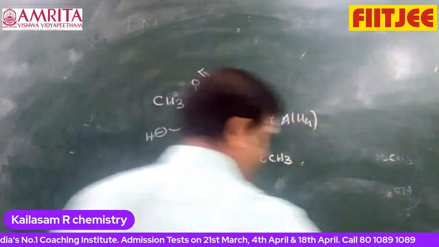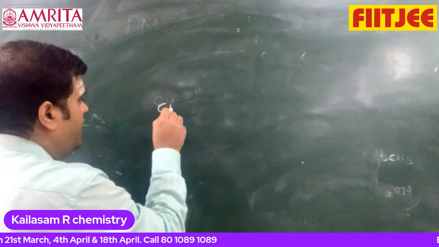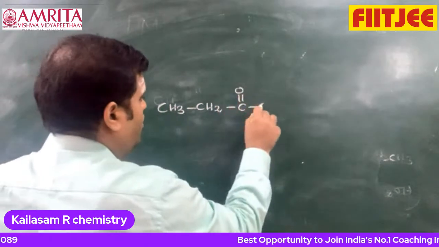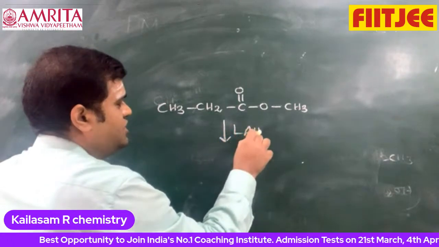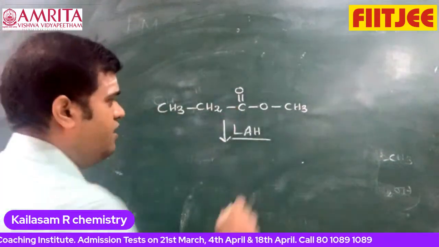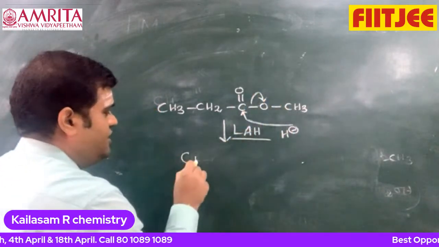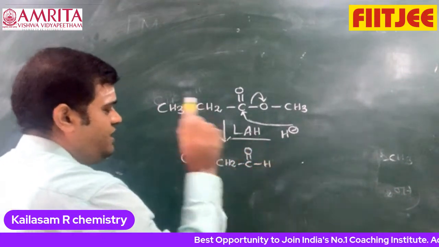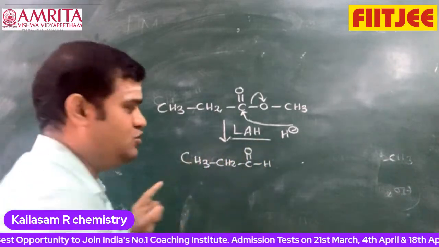Look at the example. Now I'm taking CH3, CH2, C double bond O, O, CH3. Very simple. I'm taking this LAH, lithium aluminum hydride. It is the reducing agent and donates H minus ion. Look at this: H minus ion coming from LAH attacks, the bond breaks. What did I get? CH3, CH2, C double bond O, H as an intermediate. We know that lithium aluminum hydride is a strong reducing agent. It reduces the aldehyde further.